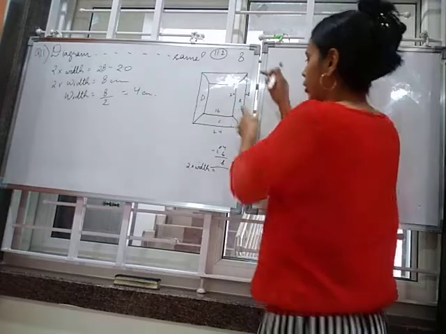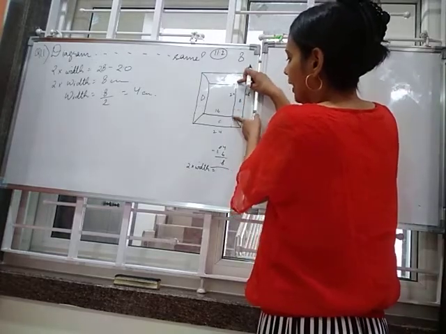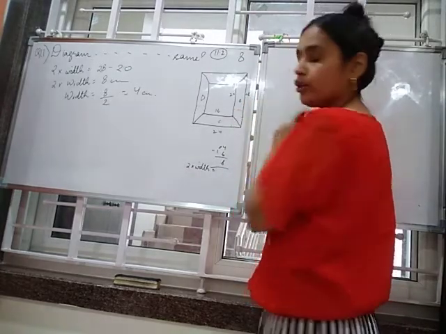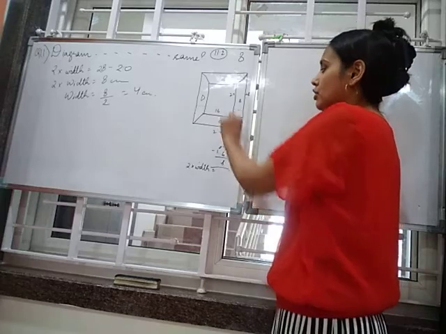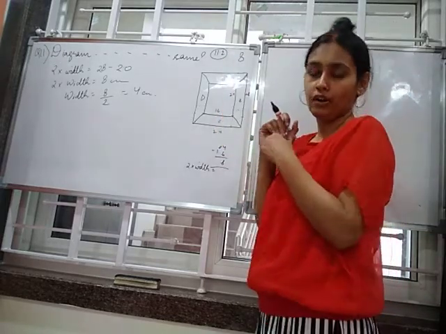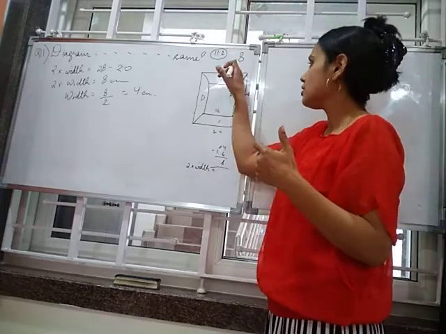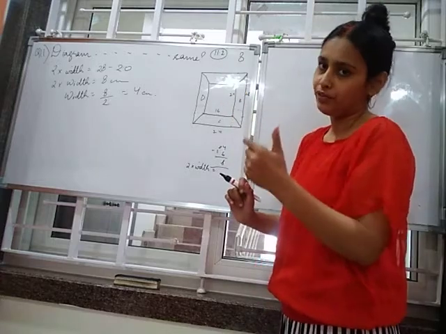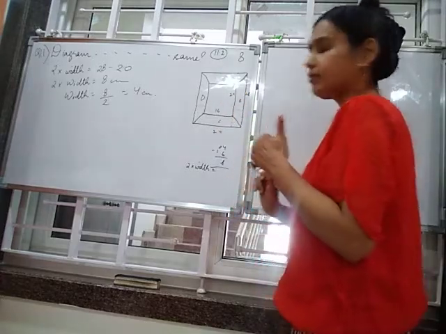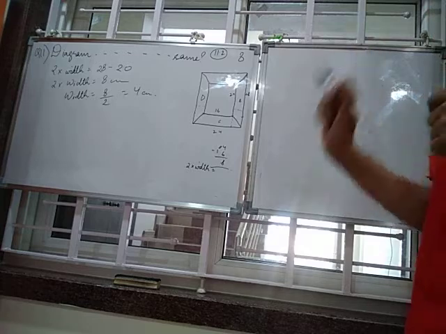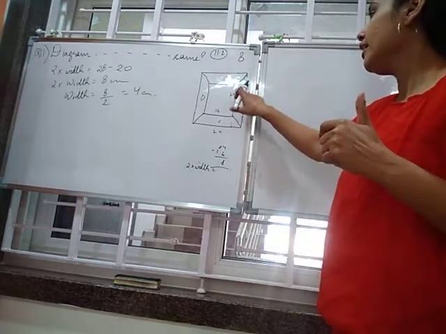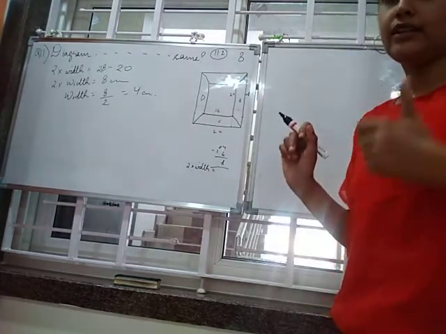Children, if you take here also, this is 28 and this is 20. If you remove 20 from 28, what will you get? Again you will get 8. So this plus this is 8. That means separately they both are 4 plus 4, which is equal to 8. So we got the width. Now we find the area of the 4 trapeziums and then find the total area.